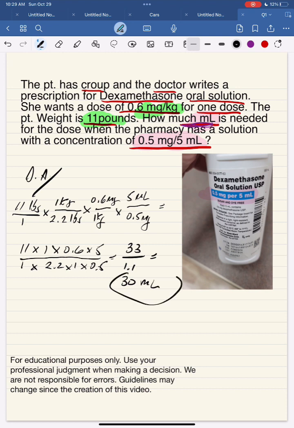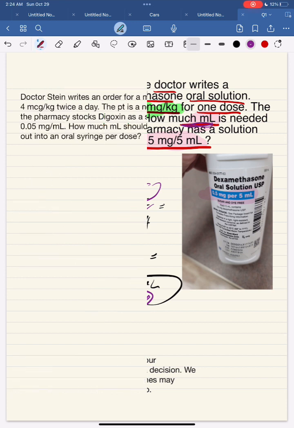30 ml, 2 tablespoons. And that's the answer to this problem, whichever way you prefer. And again, the units will cancel out. You're left with milliliters. The call of the question is asking you how many milliliters. So that's where you want to be at the end of the question.